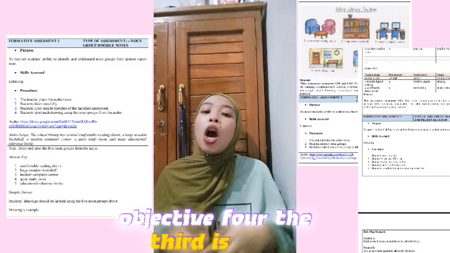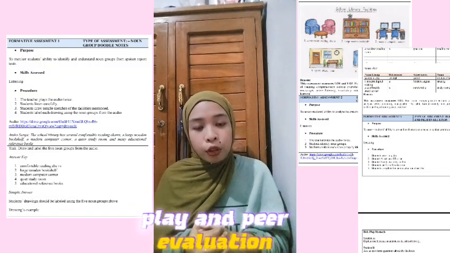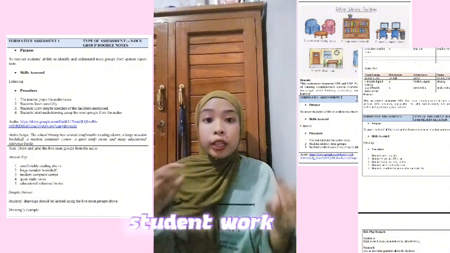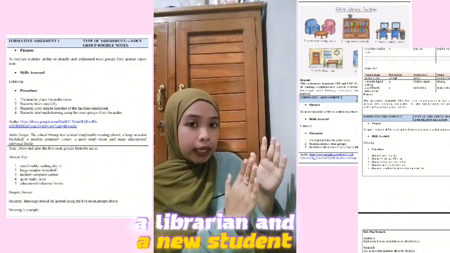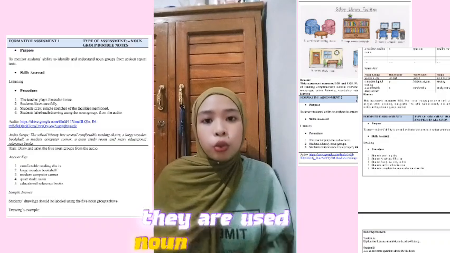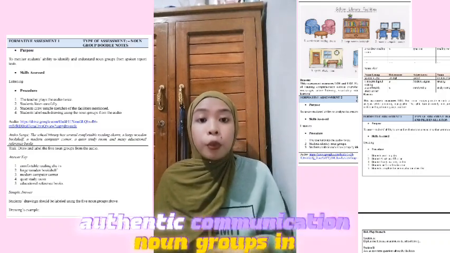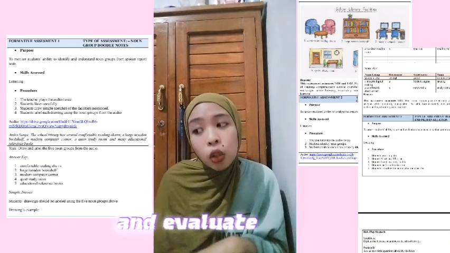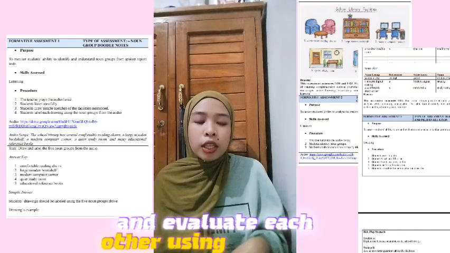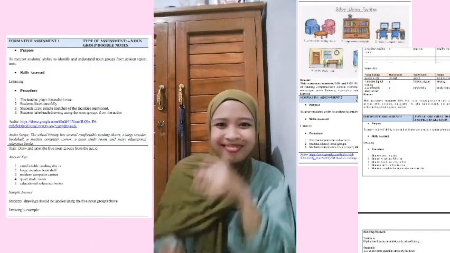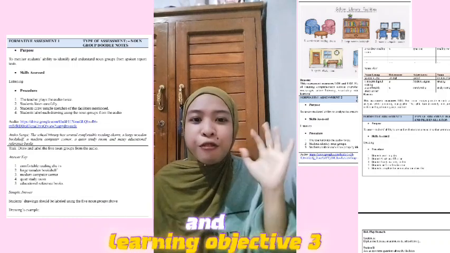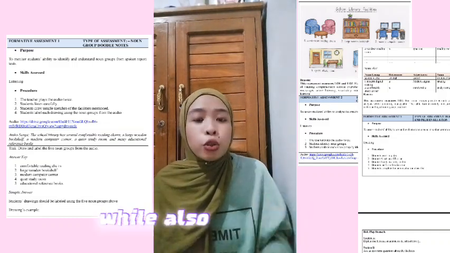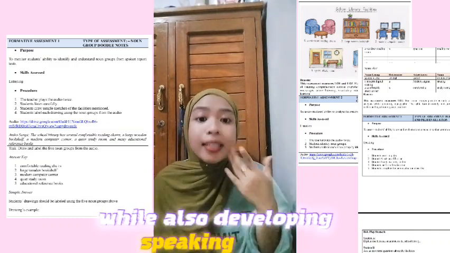The third is role play and peer evaluation. Students work in pairs, acting as a librarian and a new student. They use noun groups in authentic communication and evaluate each other using checklists. This activity measures learning objective 3 and 5 while also developing speaking skill.